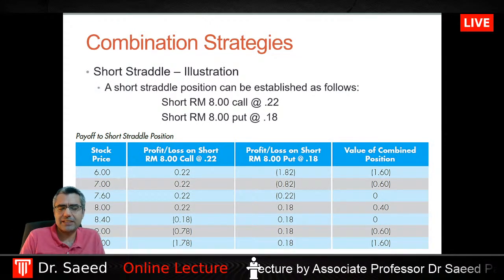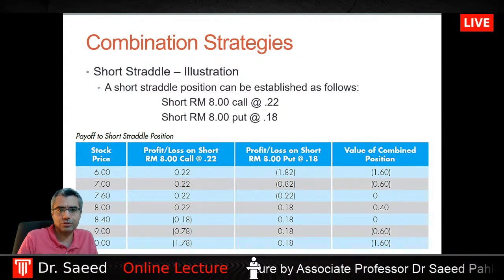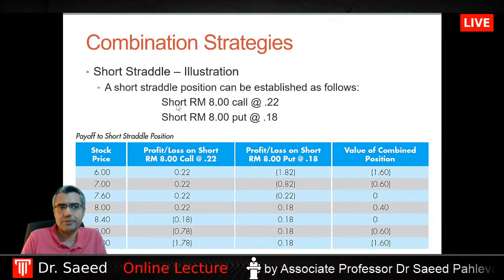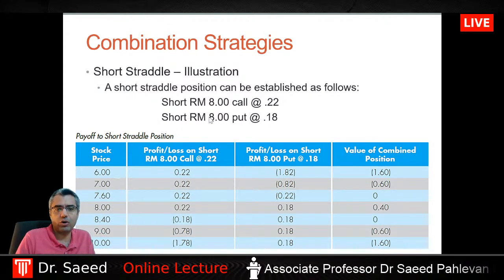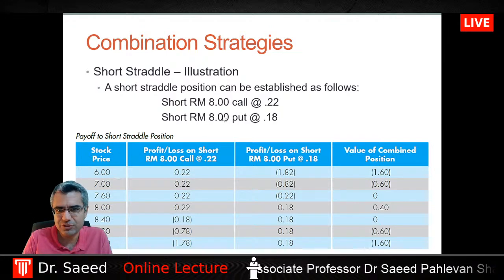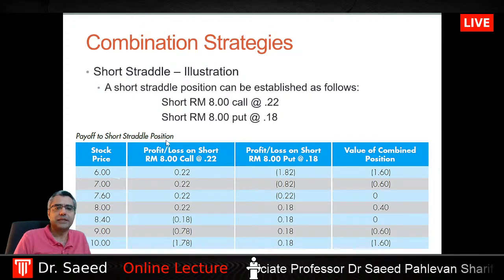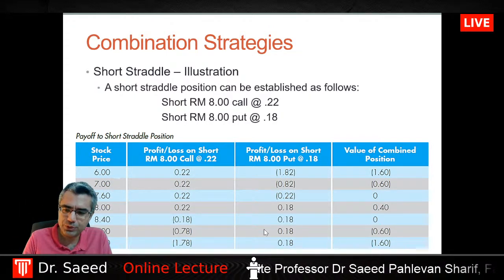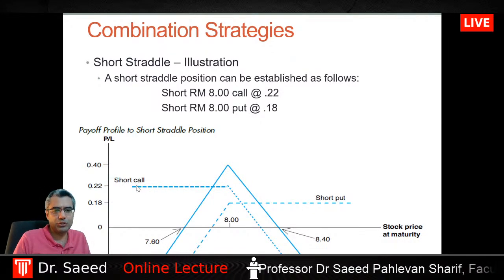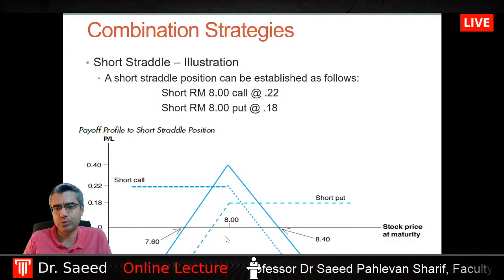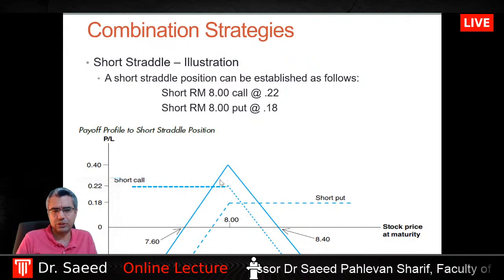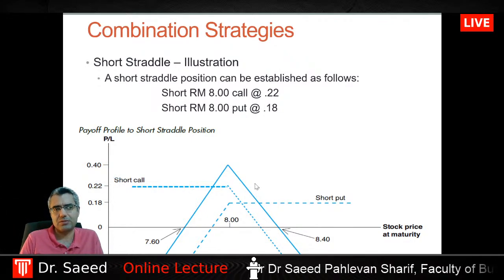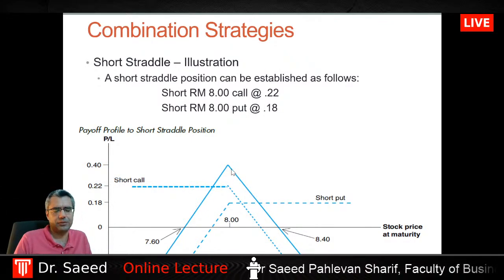Okay, the next one, short straddle. For a short straddle, you short a call and short a put at the same exercise price. Then again, you construct the tables, you compute, and you will get this. You see, short call, short put, the dashed lines. And the combination is this short straddle.